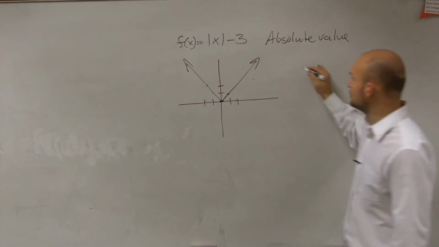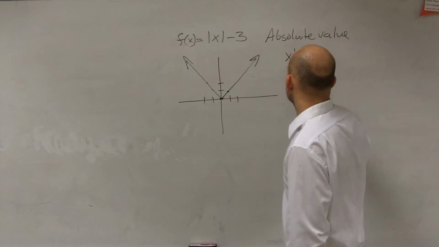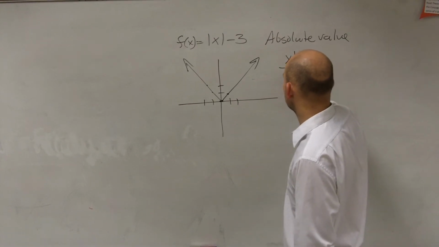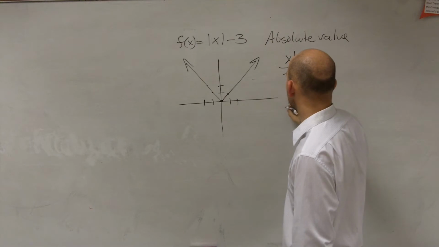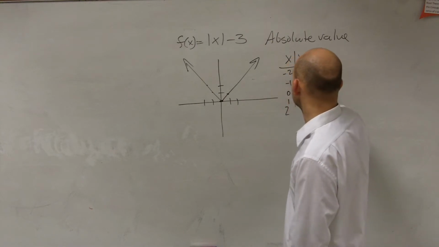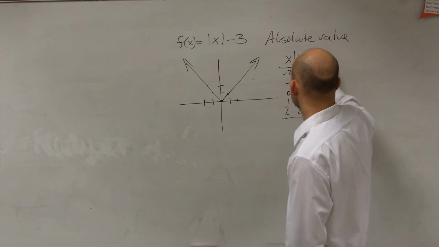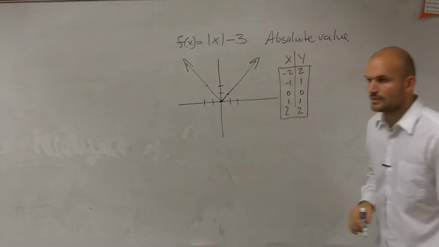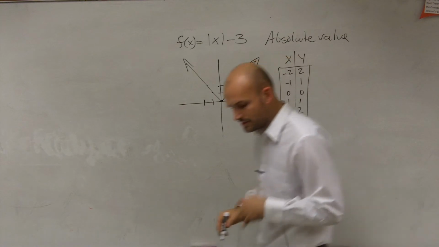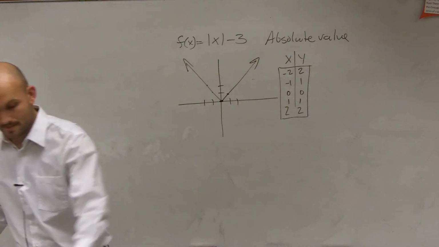All right? Now you guys should know the table of values for this is the absolute value of x. So if I did -2, -1, 0, 1, and 2, the absolute value of -2 is 2. Absolute value of -1 is 1. 0, 1, and 2. Okay? Now, the next thing we need to do when graphing absolute value, yes?